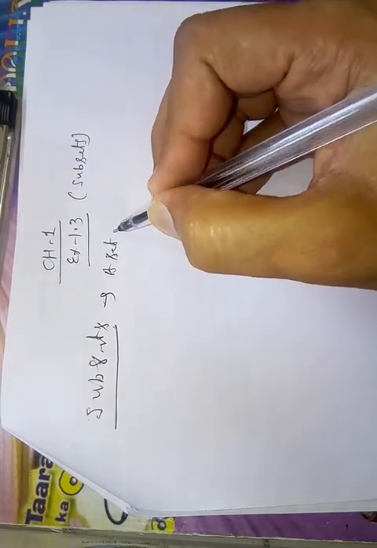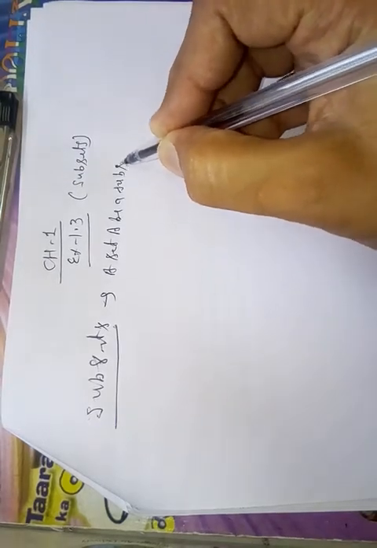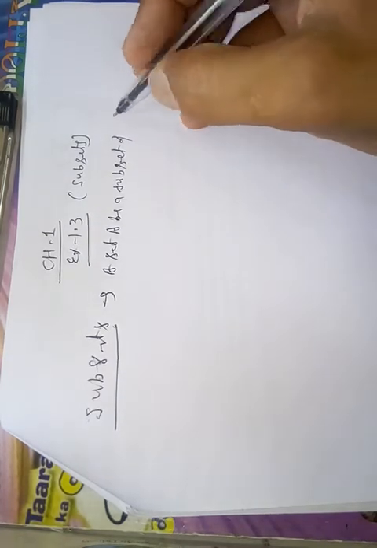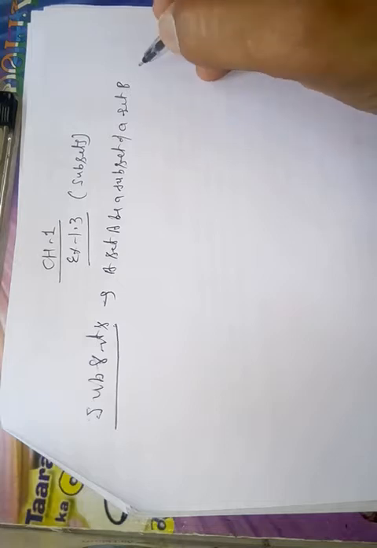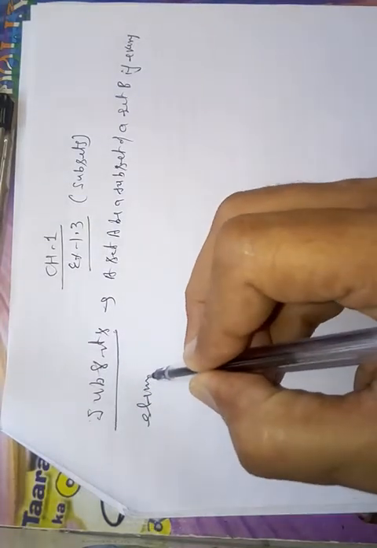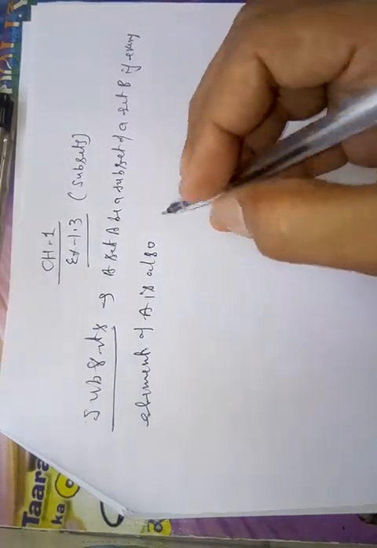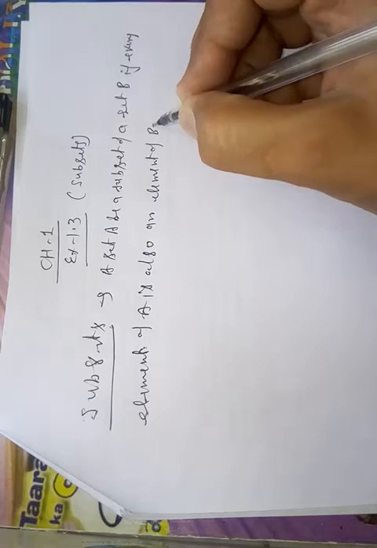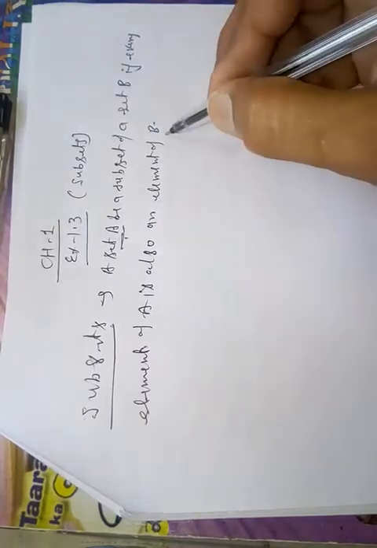A set A is a subset of a set B if every element of A is also an element of B, right? Element of A belongs to set B.